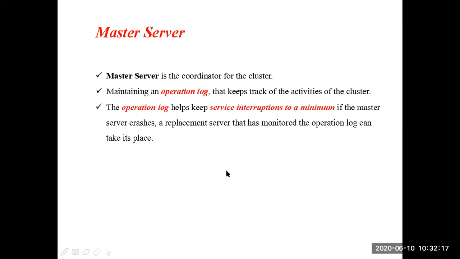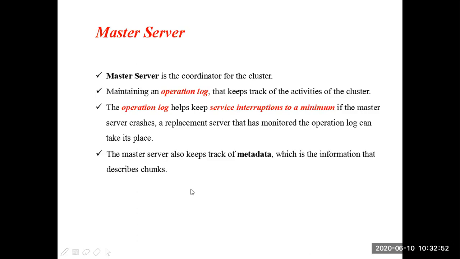There are no interruptions in the service. The operation log helps keep service interruptions to a minimum. If the master server crashes, a replacement server, having monitored the operation log, can take its place. Clear. Whenever the master server is down, a replacement server will continue the work. It will take its place with the help of this operation log, so that for the client there is no problem at all. Even if the master server is down, the client doesn't have any problem. Happily it will go on. Clear the point. That is the operation log.